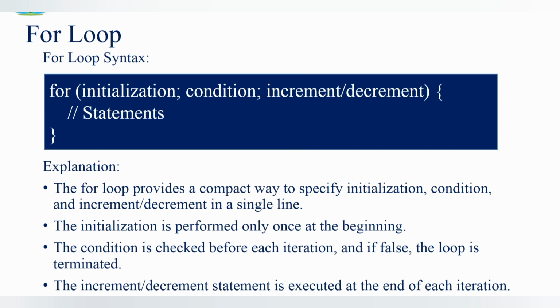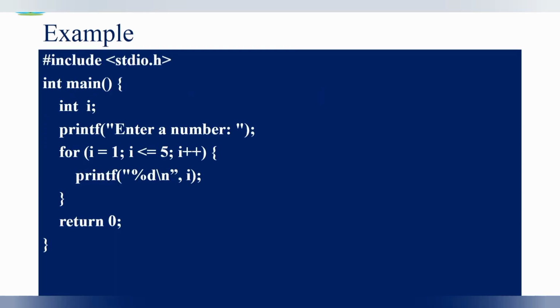Syntax begins with the keyword for, then within the brackets we have to initialize, then the condition and the increment or decrement operator, which is followed by the code to be executed. Here we have a simple C program using a for loop. The code begins by including the necessary header file stdio.h, which is required for input and output operations, then the main function, which is the entry point of the program. Then the variable i is declared, which will act as the loop counter for the for loop.